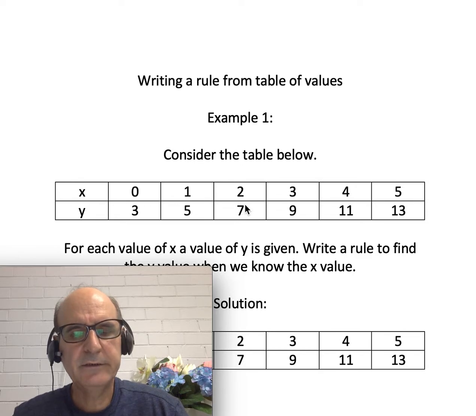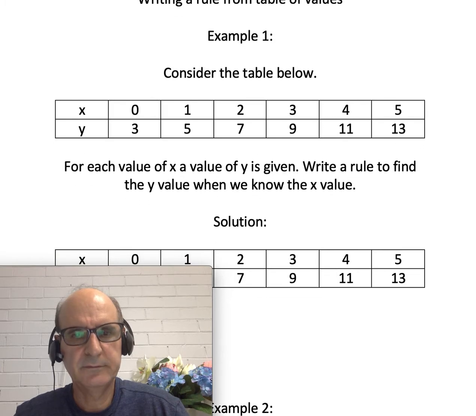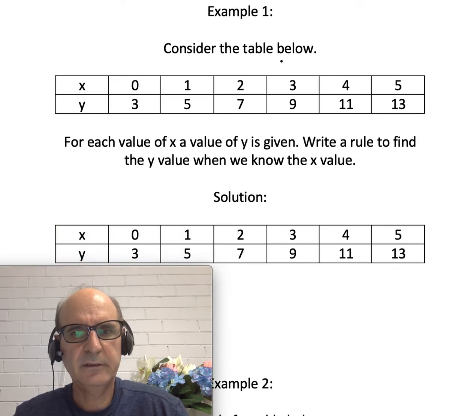The aim is to find a rule whereby knowing any x value you can arrive at the relevant y value. Let's see how we can do this. Consider the table below as an example 1. For each value of x, a value of y is given, as we said. Write a rule to find the y value when we know the x value.